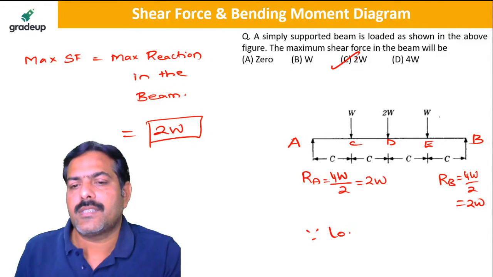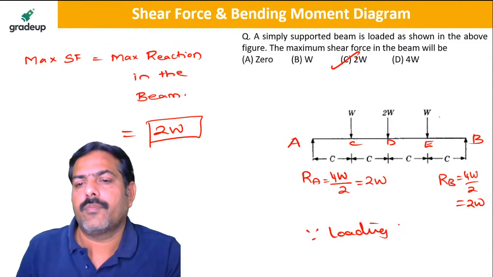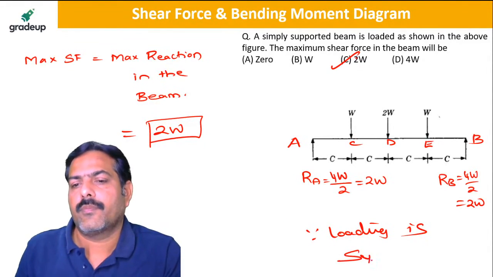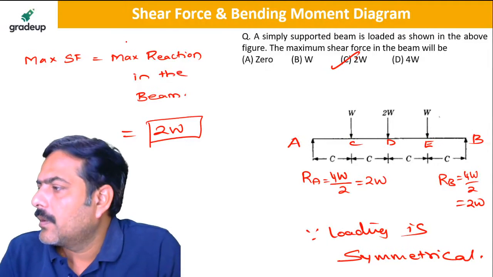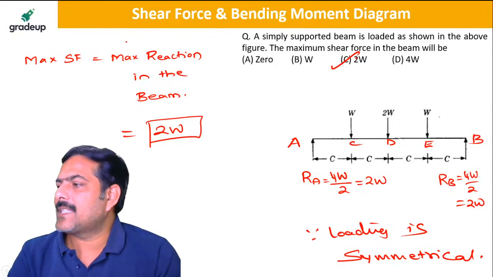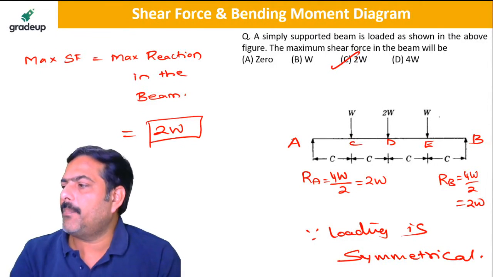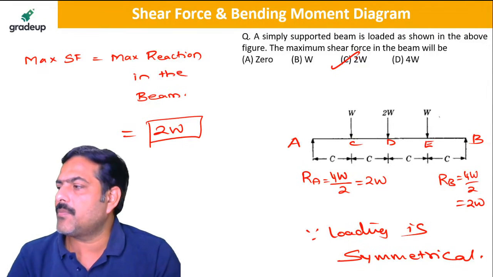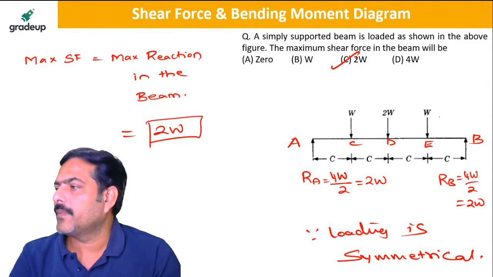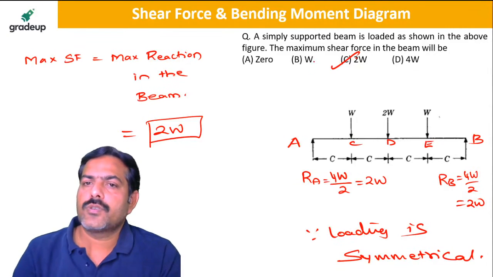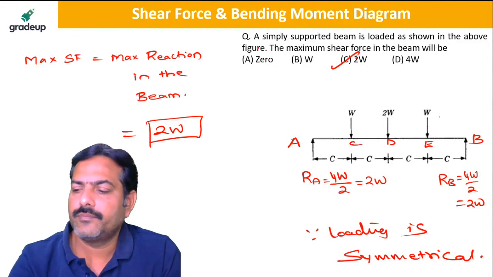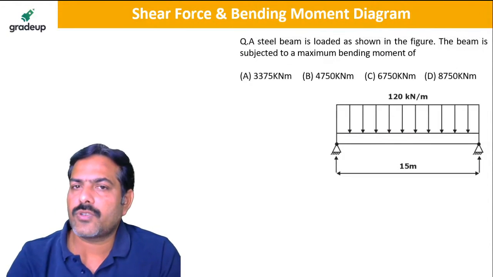Since loading is symmetrical, whatever is the maximum reaction in the beam, that is called the maximum shear force, Naveen. It is not 4W, it is 2W. So C is the right answer to this question. Let's proceed to the next question, my dear friends.